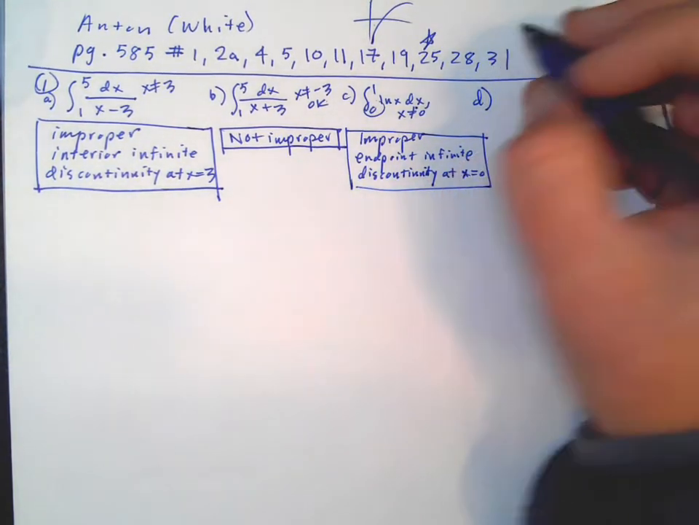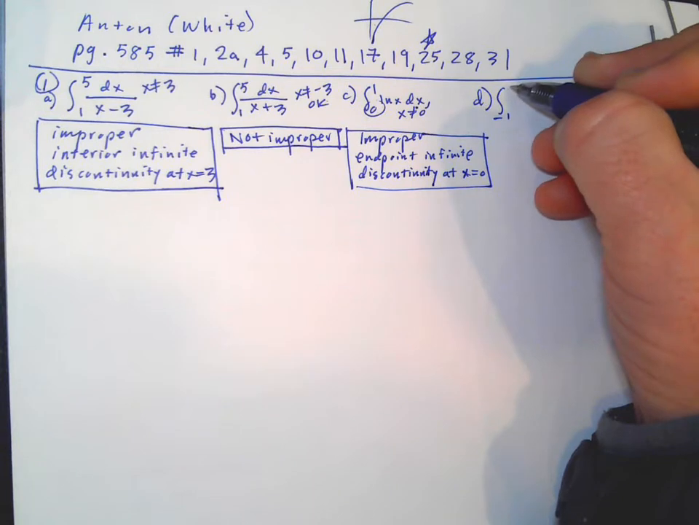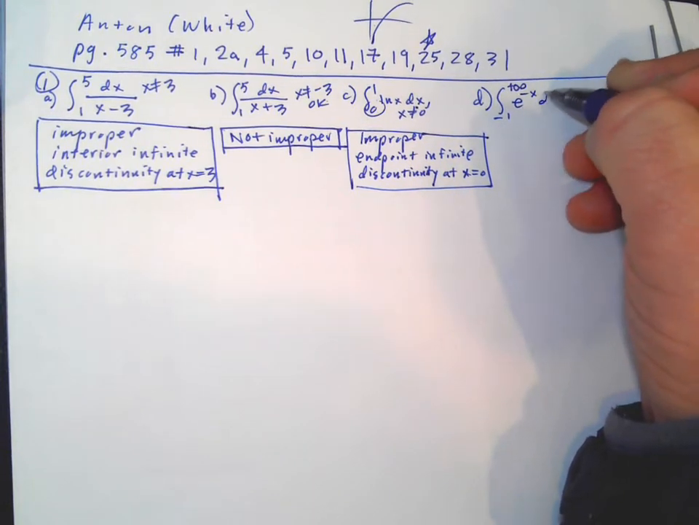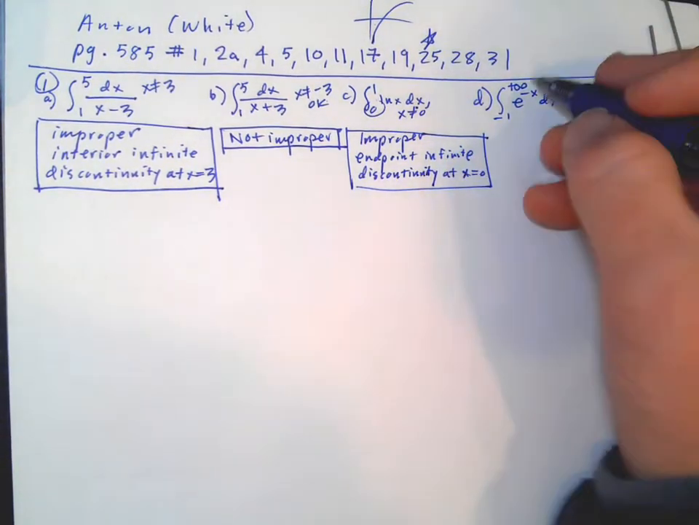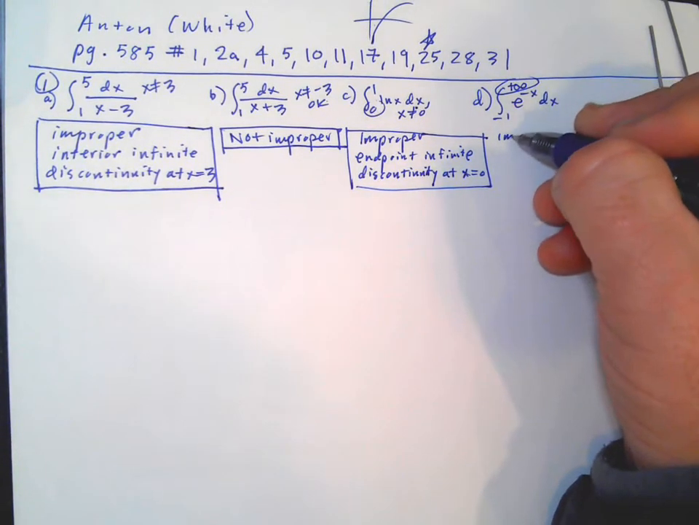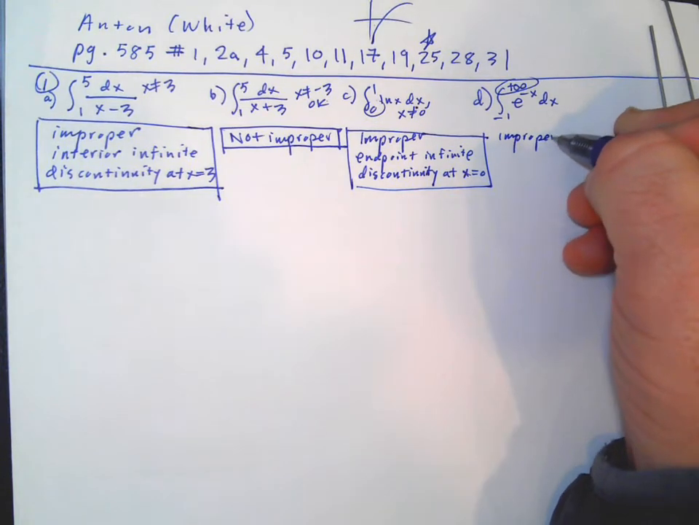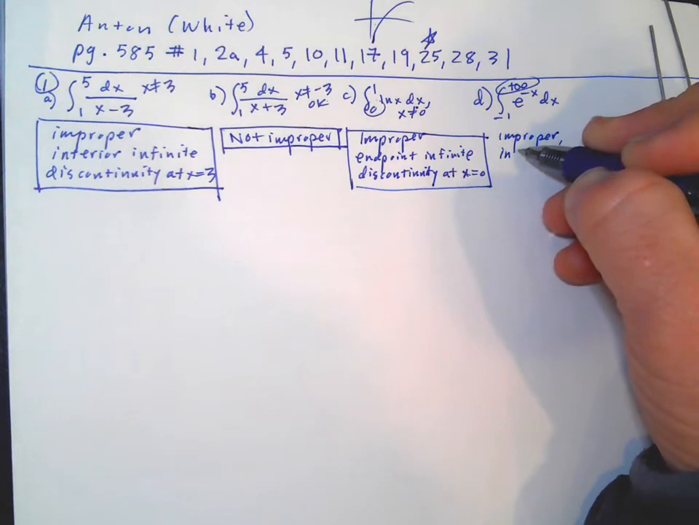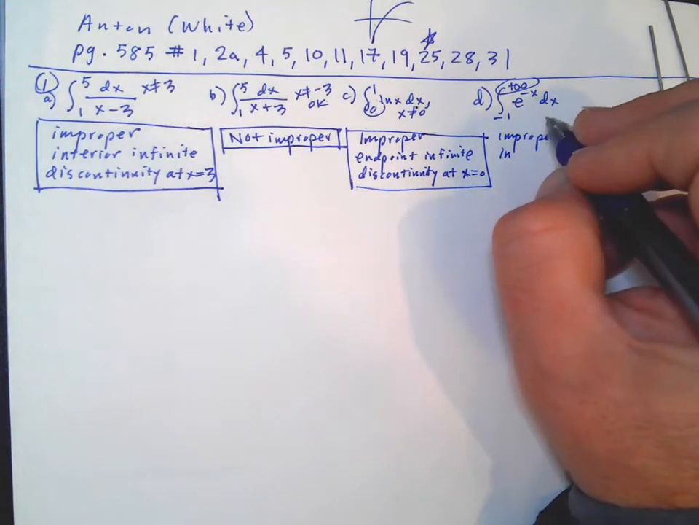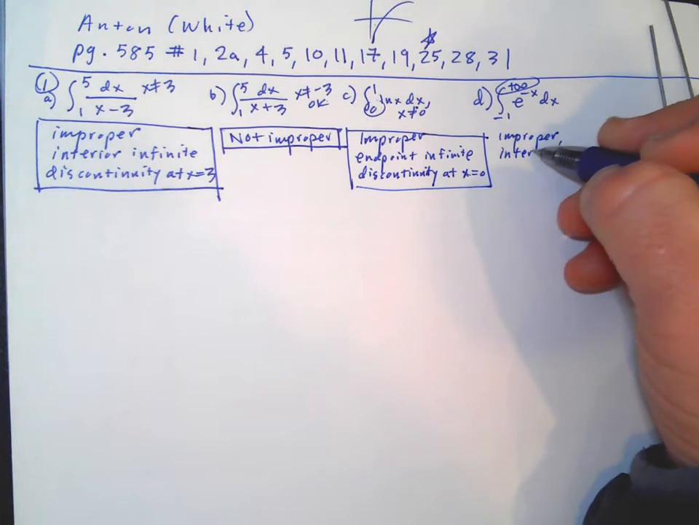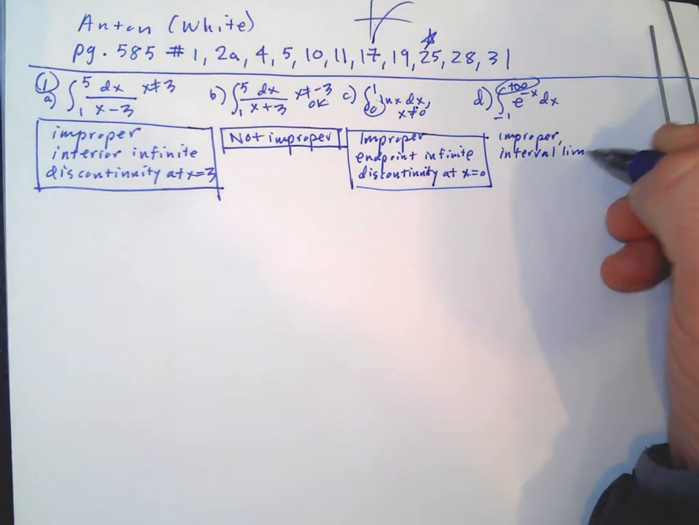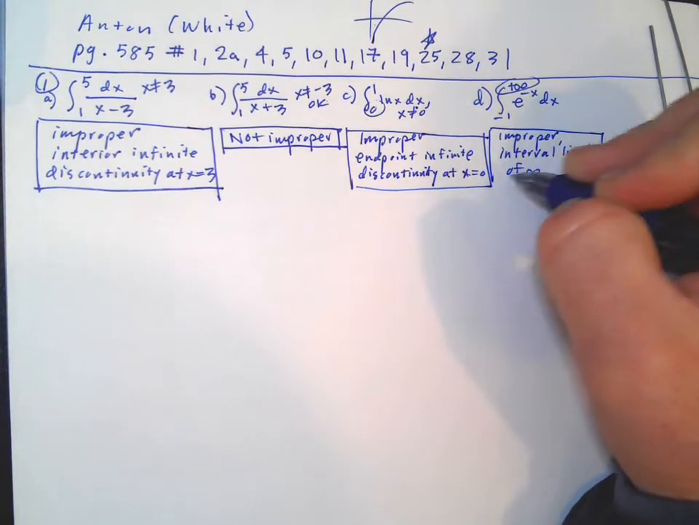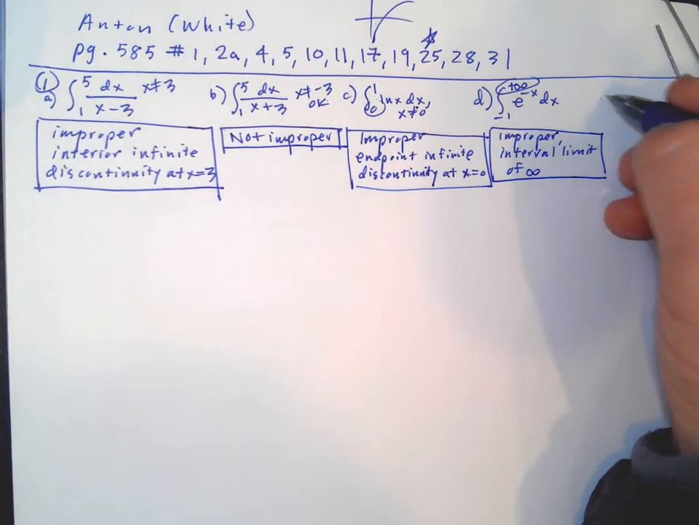D, there's a lot of these. The integral from negative 1 to positive infinity of e to the negative x dx. Right away this is improper because you're integrating to infinity. They say in the book, interval limit of infinity, something about the limit being infinity.